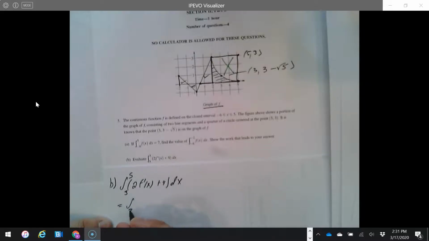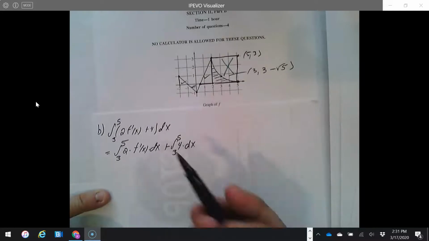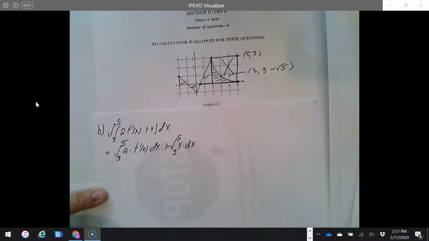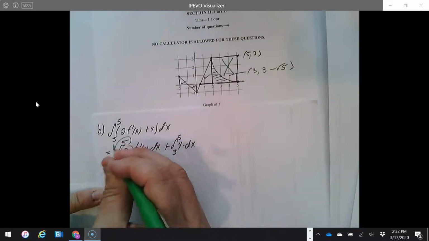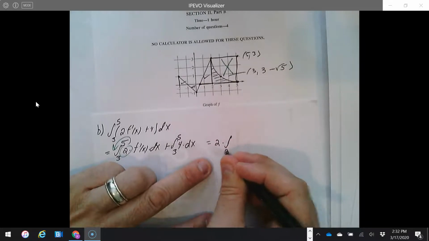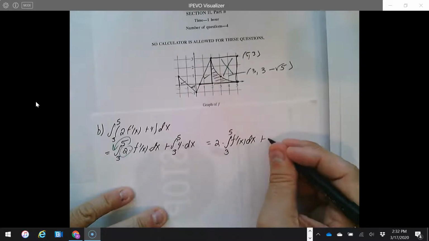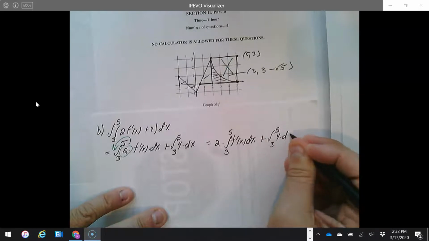I can use some integration properties to say that this is the same as the integral from 3 to 5 of 2 times f prime of x with respect to x, plus the integral from 3 to 5 of 4 with respect to x. I'm breaking this into two different integrals. I'm using the distributive property of integrals over addition. This 2 that I'm multiplying by is a constant that can get pulled outside. So now I have 2 times the integral from 3 to 5 of f prime of x dx plus the integral from 3 to 5 of 4.